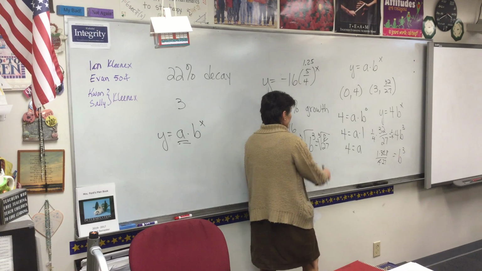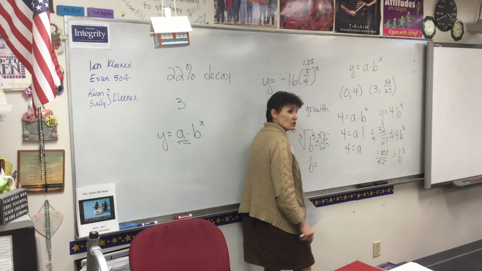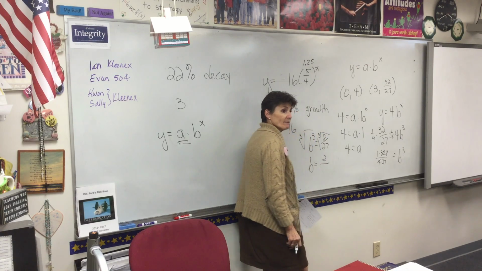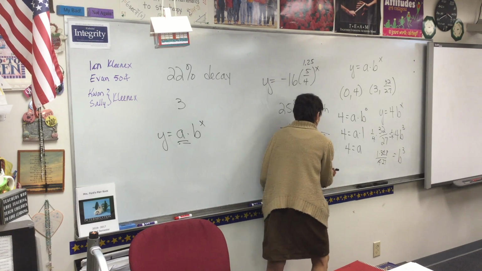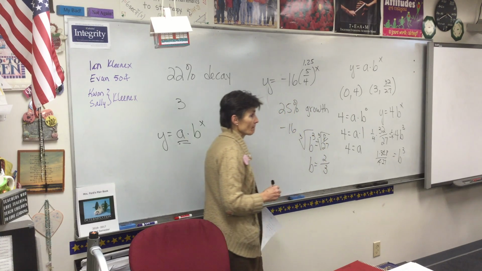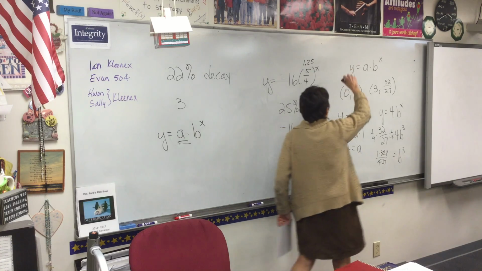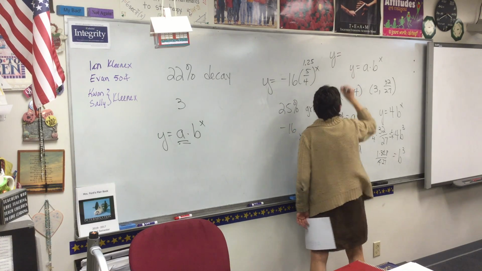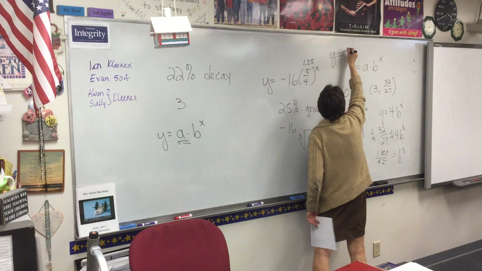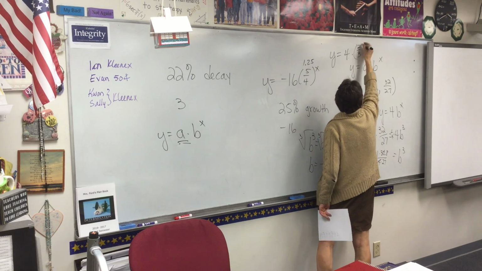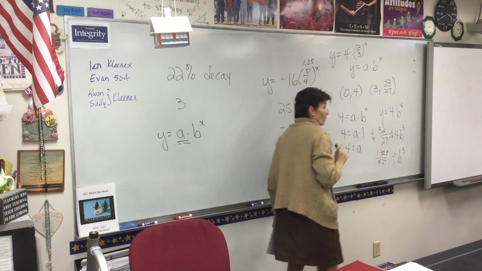So B equals the cube root of 8, which is 2, over the cube root of 27, which is 3. My answer then, don't forget to write your answer. What did we say A was? 4 times 2/3 to the x power.